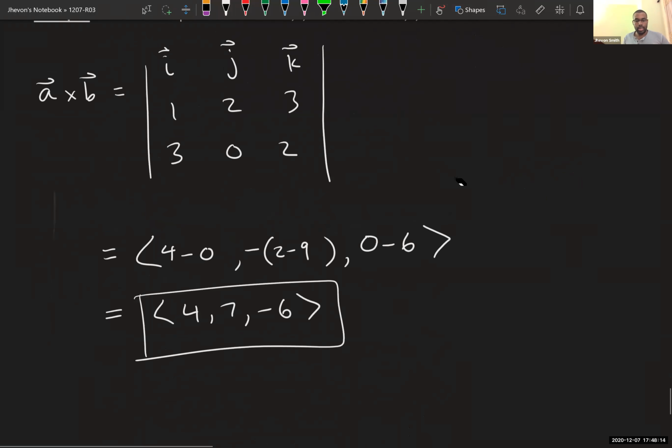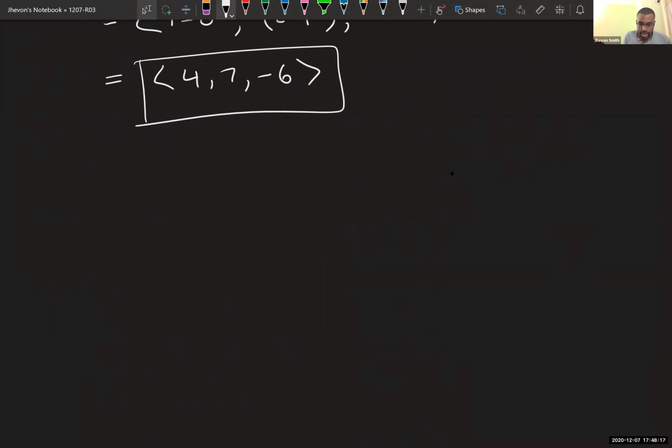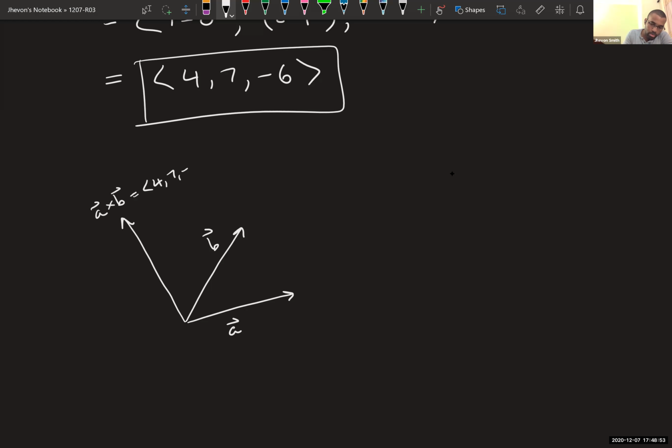So that's that. Essentially, let's suppose I had my A in this direction and my B in that direction. The cross product would do what? Would it point up or down? Wouldn't it point up? It would point up. So this would be A cross B equals 4, 7, minus 6.